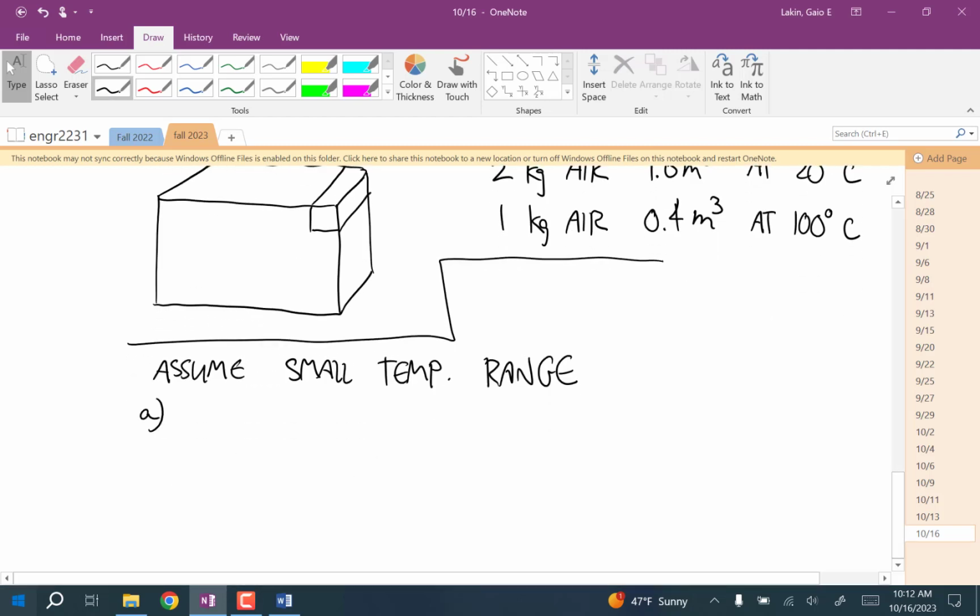And first, we're going to calculate the equilibrium temperature. And then second, we're going to calculate the direction of this process in time.